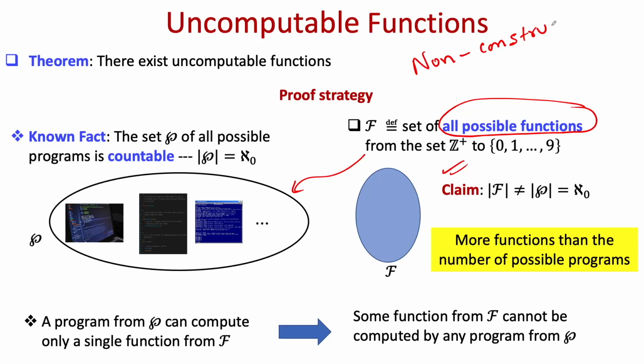Just to recall, what is a non-constructive proof? Non-constructive proofs are used for proving existentially quantified statements. This statement is an existentially quantified statement because it says that there exists at least one uncomputable function, and we are logically arguing that indeed one such function exists. We are not giving a concrete function for which you can never write a program. We are logically arguing the existence of such a function. So that's why this is a non-constructive proof here.